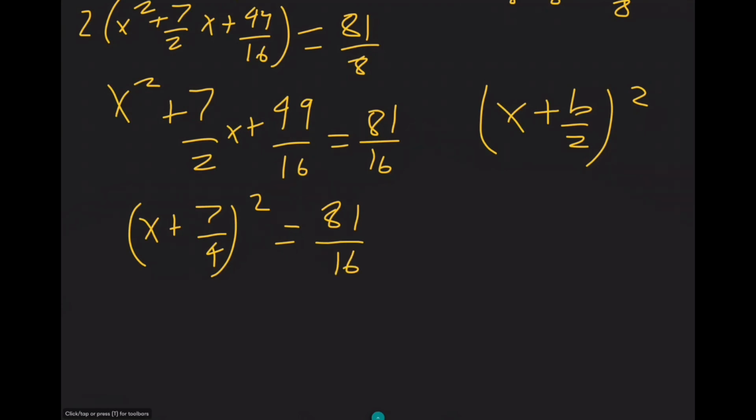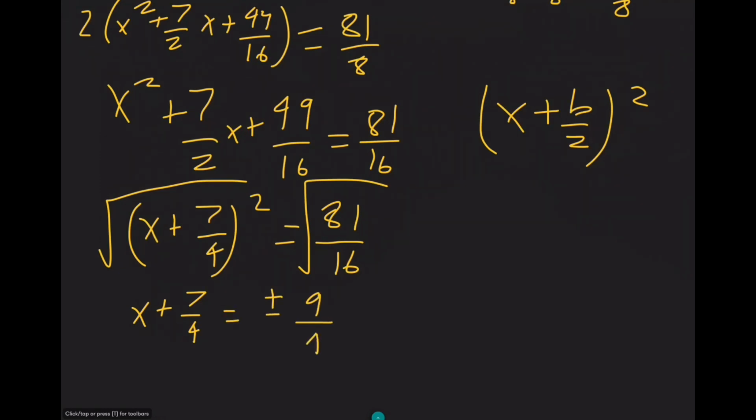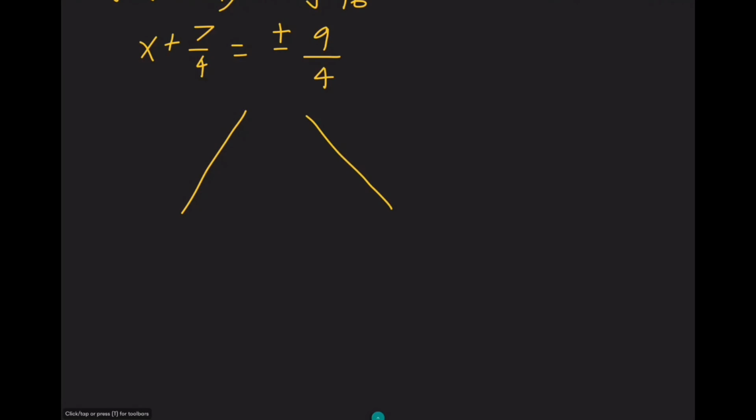Okay, so now we're going to want to solve for x. So then we would square root both sides. X plus 7 over 4 equals plus or minus 9 over 4. So now we can create two different equations to solve for x. So x plus 7 over 4 equals 9 over 4. Then x plus 7 over 4 equals negative 9 over 4.